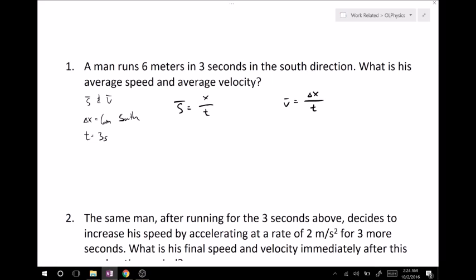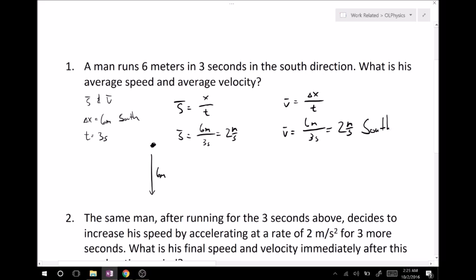Well, if we were to draw this problem out, we have a guy who starts at this point, and then he runs down 6 meters. What is his distance? It's 6 meters, so we can plug that in. We don't need the direction. So we have 6 meters divided by 3 seconds, and we get 2 meters per second. That's his average speed. For our velocity, it ends up being really similar, except we also have that direction, which I'm going to include later. We also have our 3 seconds, and that gets us 2 meters per second south.